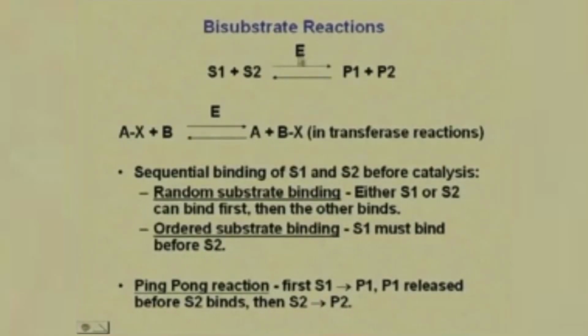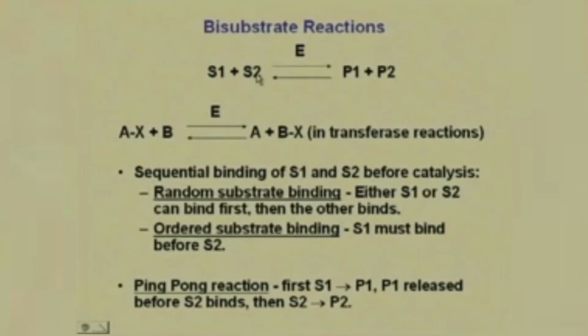Ordered binding means there is a definite order in which the substrates have to bind for the reaction to go on. You have to recognize that this is a catalytic reaction where S1 and S2 are going to P1 and P2. Okay? So the enzyme has to form the enzyme substrate complex. Now you could have the formation of what is called a ternary complex. What do we mean by a ternary complex? Where we have three components in the complex. What are these three components then? It is the enzyme, S1 and S2.